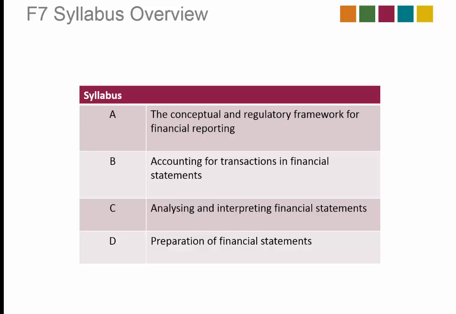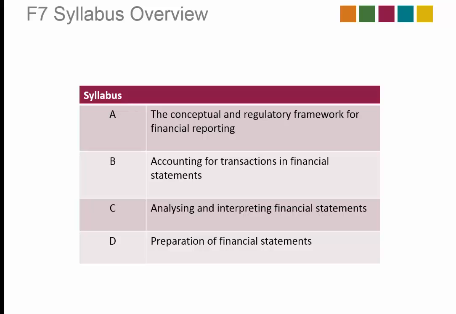Syllabus Area B will cover the accounting for transaction and financial statements, and this is where we'll look at all of your key accounting standards. Now, Syllabus Area B is a key area for F7. It's likely to make up quite a significant part of your exam, and therefore it's something that you do want to spend your time on studying.